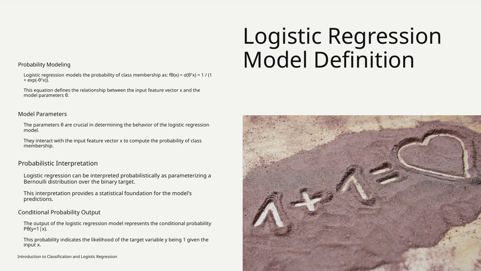Speaking of parameters, theta are crucial. They determine how the model responds to different inputs. Think of them as the knobs and dials that shape the model's predictions. By interacting with the features in X, adjusting theta changes how likely the model is to say yes or no for any given input.